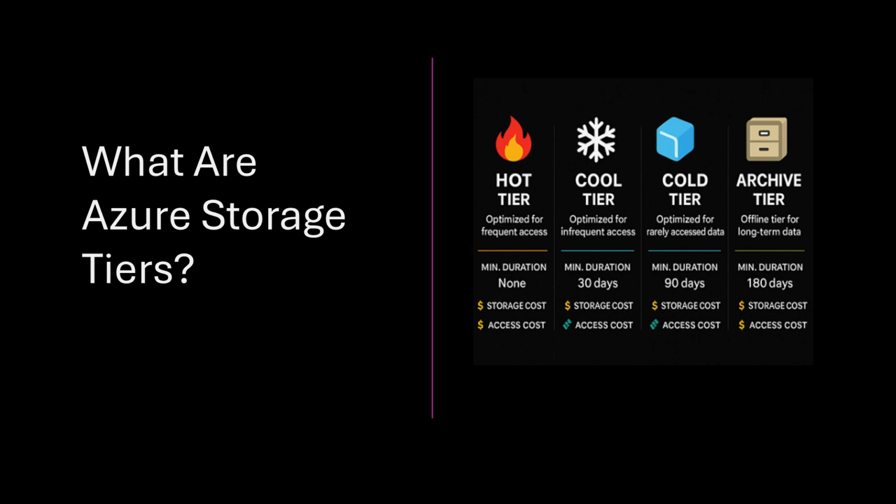The cold tier is ideal for data you rarely touch but still want ready on demand. It is designed for data that can stay in this tier for at least 90 days. With even lower storage costs than the cool tier and higher access costs, this is a smart choice for long-term datasets that are infrequently used, such as quarterly archive logs or older compliance records that don't need immediate attention.